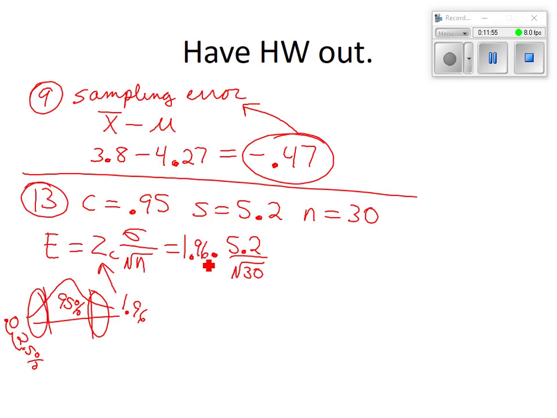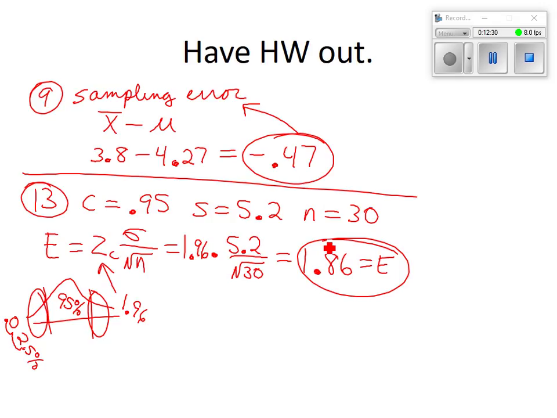Now we just do the math here. What's 1.96 times 5.2, then hit equals, then divided by the square root of 30. Whenever you're doing this formula, take the two top numbers, multiply them, hit equals, and then hit divided by the square root of 30. You get 1.86. That's our E. That's the margin of error.